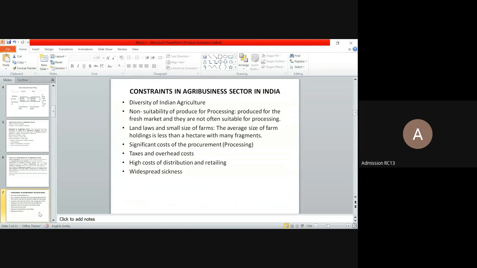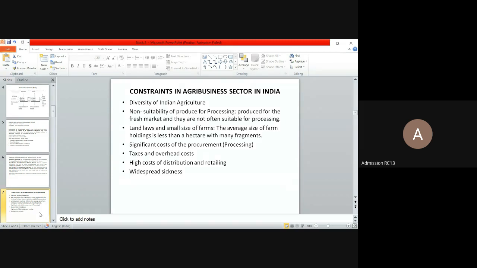Land loss and small size of farms, because India, as I said, has diversification not only with the agricultural produce, but also with the land size and land laws, because one state will have different land laws and another state will have different land laws. For example, Karnataka, Tamil Nadu, Kerala, and even the north part of India, each state will have different laws, and the size also differs. So the entire land will be fragmented, and you cannot go with agribusiness policies for each sector again. So that is also a limitation.